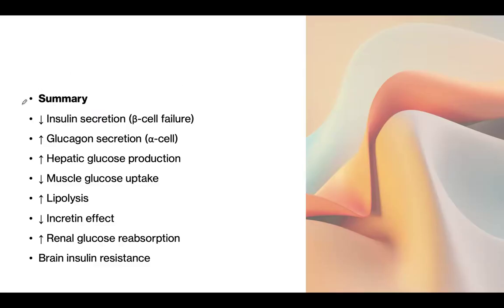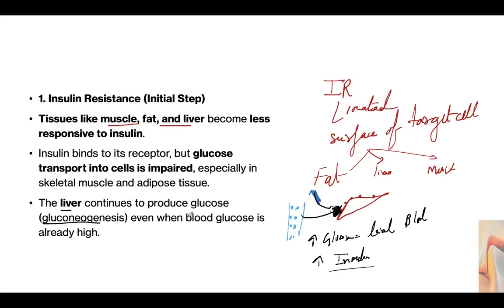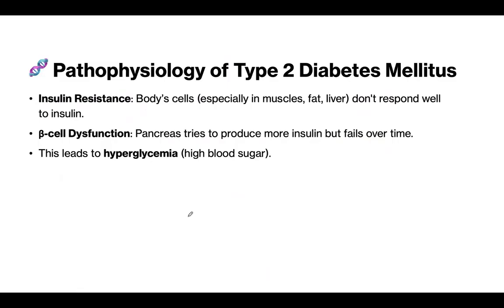So this is a summary. There is a decrease in insulin secretion due to beta cell failure, an increase in glucagon from the alpha cell of the pancreas, an increase in hepatic glucose production, and a decrease in glucose uptake by the muscles and adipose tissues. There is increased lipolysis, a decreased incretin effect, increased renal glucose reabsorption, and at last brain insulin resistance. This is the summary of type 2 diabetes, basically its pathophysiology.